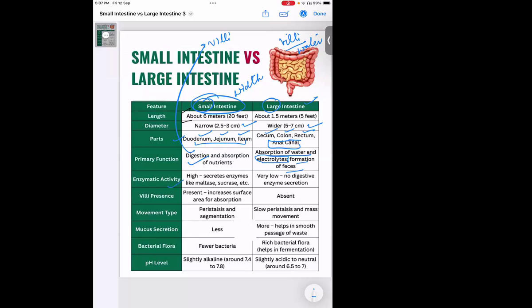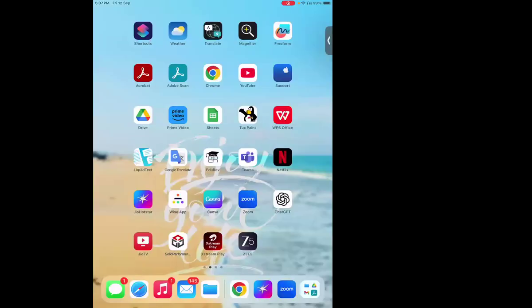Then enzymatic activity is high in the small intestine. It produces enzymes called maltase, sucrase, etc. Whereas in the large intestine, the enzyme activities are low. And here, they do not require any kind of digestion. Now, do you know why they do not require any enzyme here in the large intestine? Why is it so?